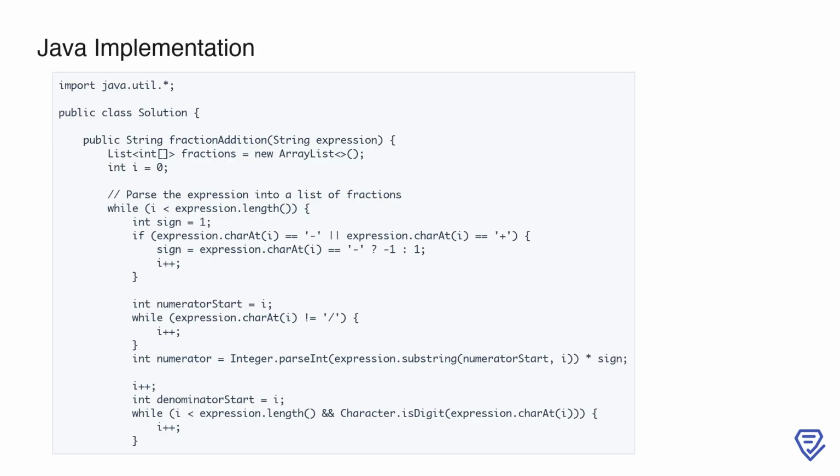To handle signs, we check if the current character is a plus or dash and update the sign variable accordingly. Next, we parse the numerator by identifying its start position and reading until we encounter a /. Once we have the numerator, we multiply it by the sign to ensure its value reflects whether it's positive or negative. After processing the numerator, we increment the index to skip the / and repeat a similar process for the denominator, which we identify by reading the subsequent digits. These parsed values are then stored as an integer array in the fractions list.